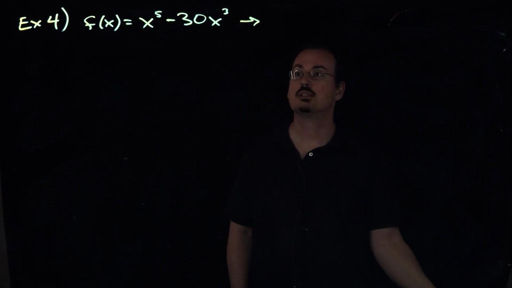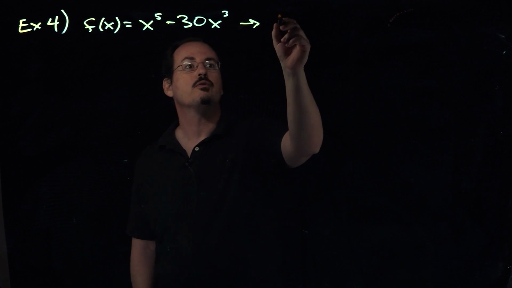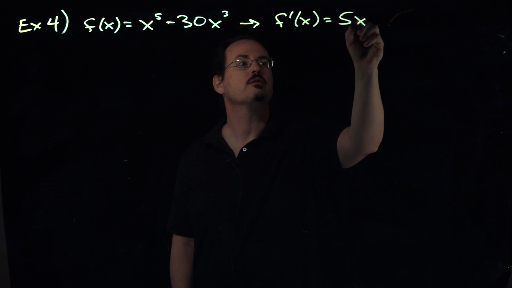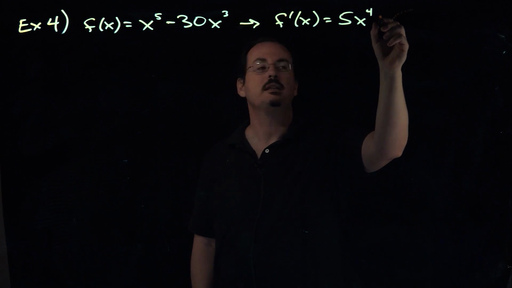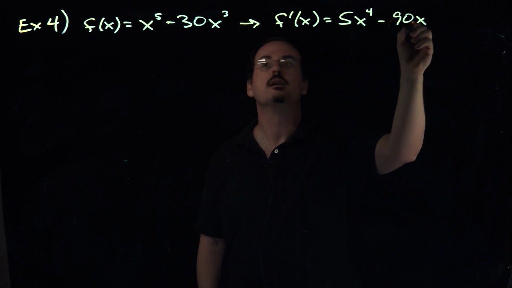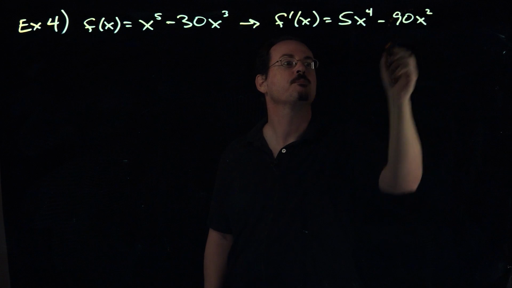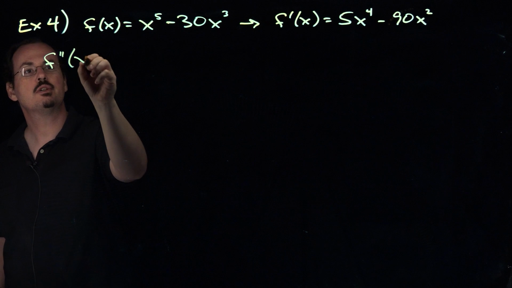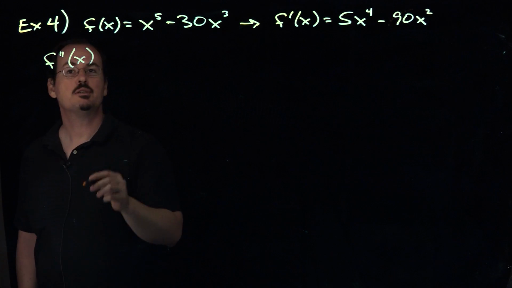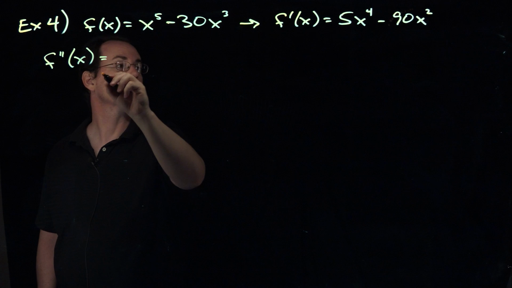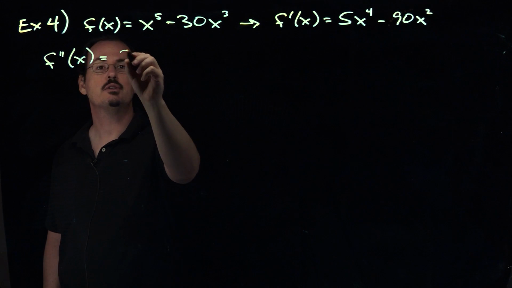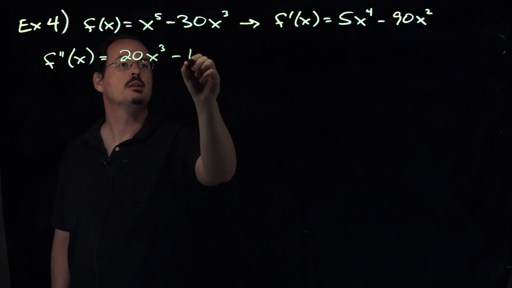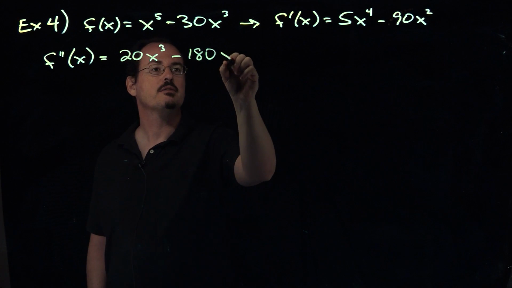Make sure that we can see this. So first thing we'll want to do is find the first derivative. We get 5x to the fourth power minus 90x squared. And then we need the second derivative to determine the concavity. Again, this is very similar to what we had done with increasing, decreasing functions. Now we're using the second derivative instead of the first. Okay, so there's the second derivative of this function.